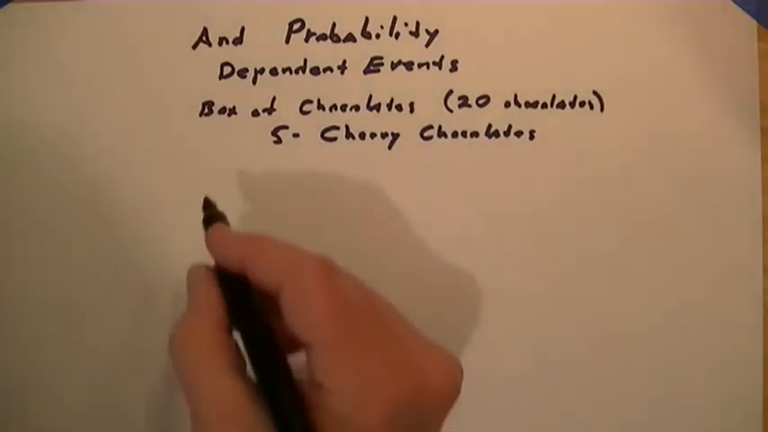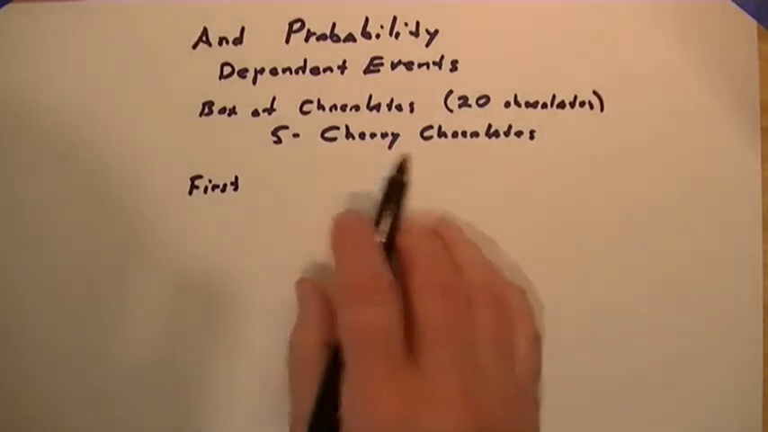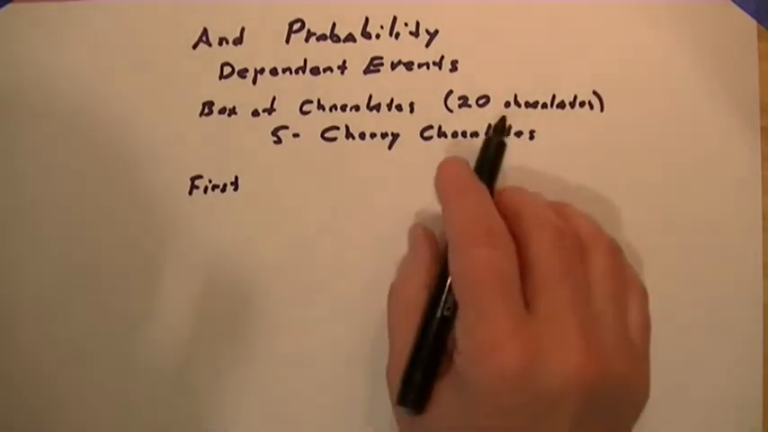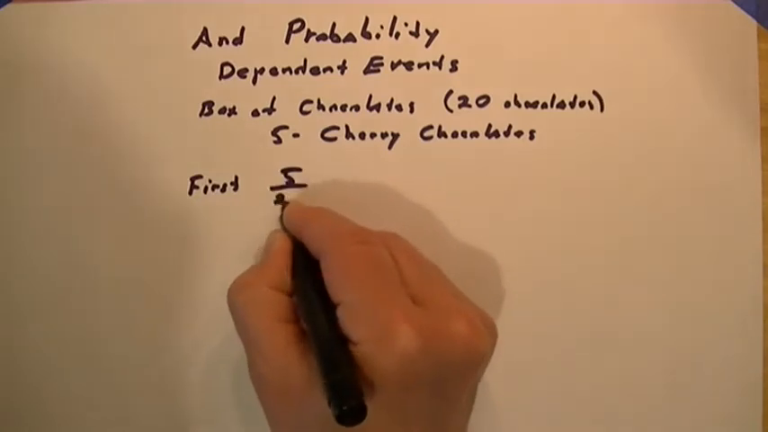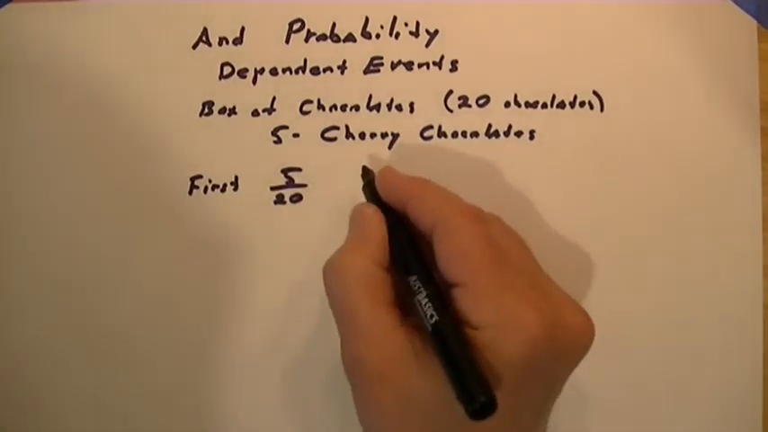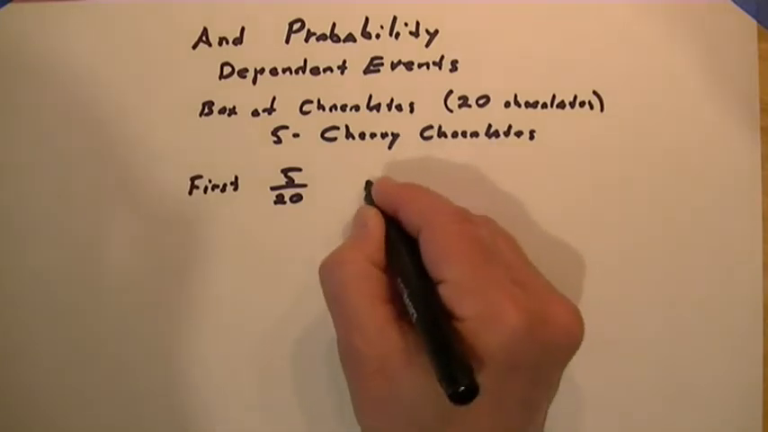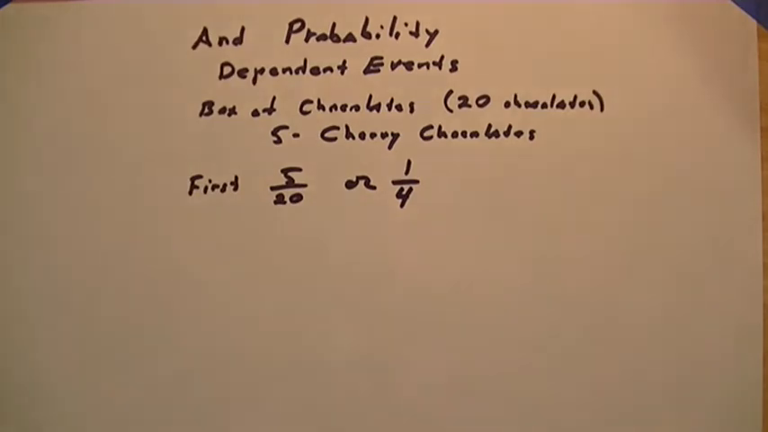So on the first selection, there are 5 cherry chocolates and 20 total. We have a 5 in 20 probability for the first choice, which is 1 in 4. So you've got a 25% chance, 0.25, of selecting a cherry chocolate. And so your probability is 1 in 4.